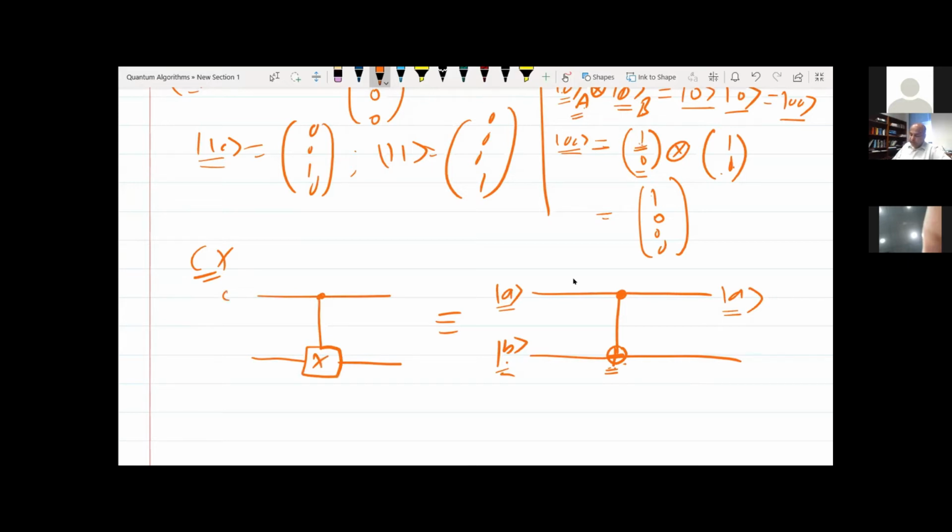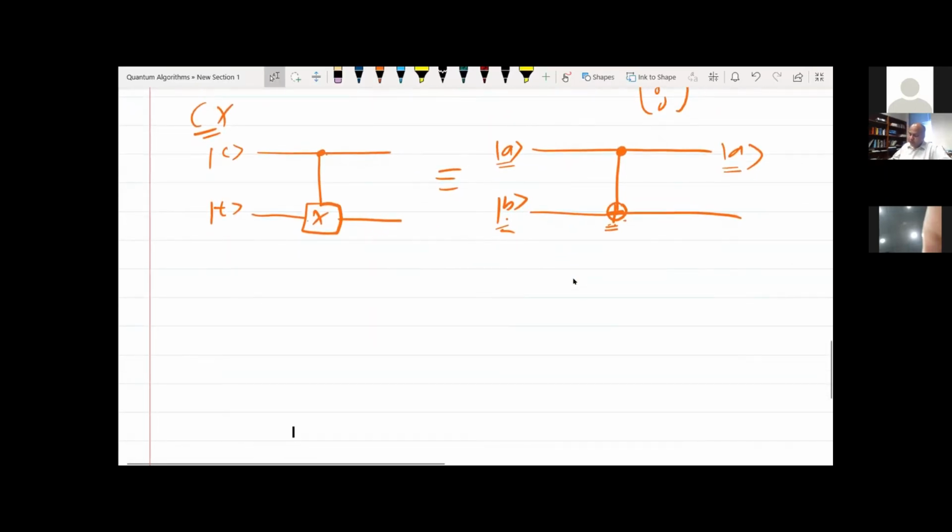So this is an X gate controlled by this qubit. So sometimes this is called the control qubit, and this is called the target qubit, so that depending on the control qubit, you specify what happens to the target qubit. So its truth table can be found like this. Let's say this is input, and let's see what is output.